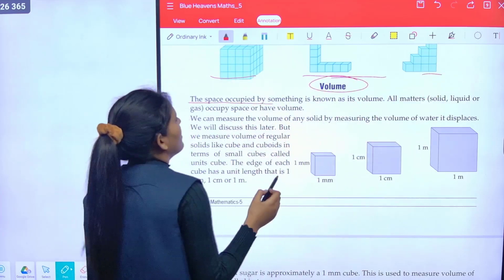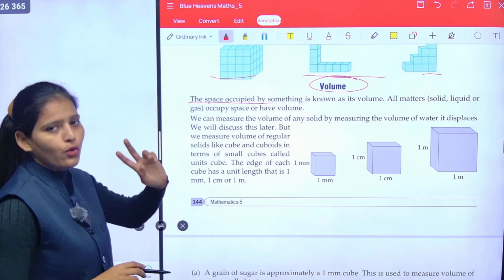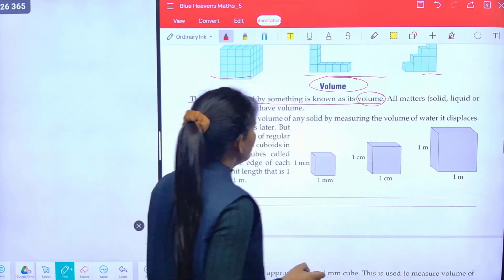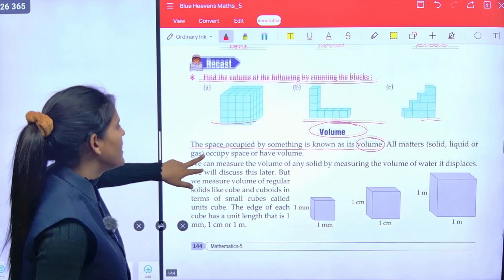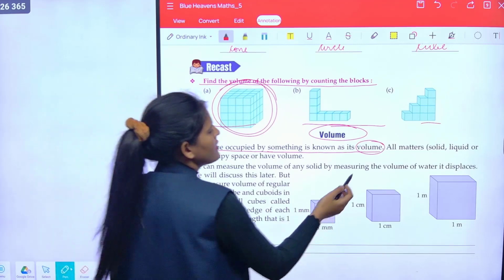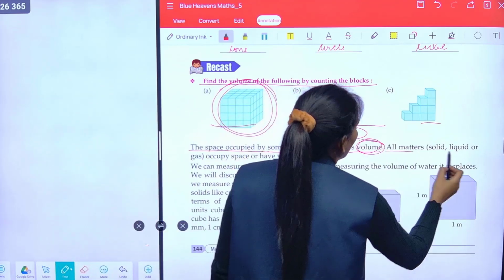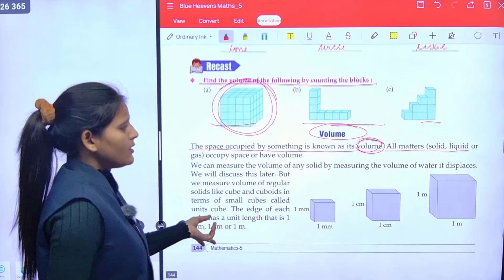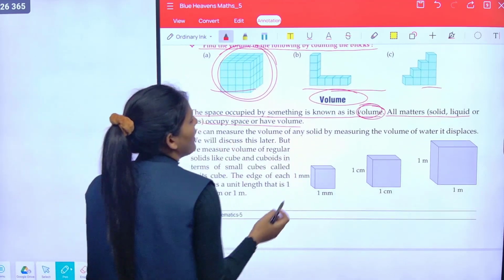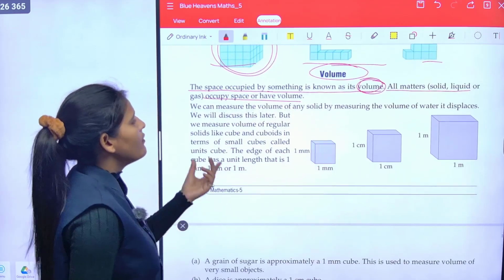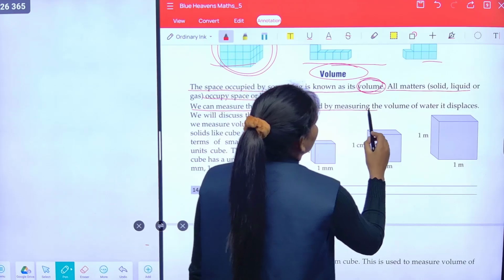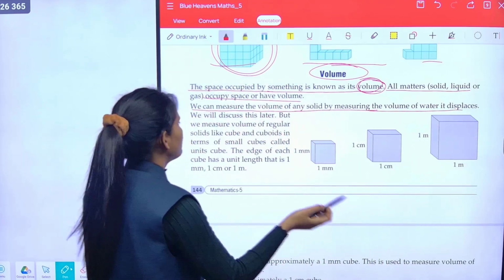The space occupied by something is known as its volume. जो shape होती है class, जो space होती है और जो shape उसको occupy करता है, वो उसका क्या होता है class? Volume होता है. All matter, solid, liquid or gas, occupies space or has volume. We can measure the volume of any solid by measuring the volume of water it displaces.